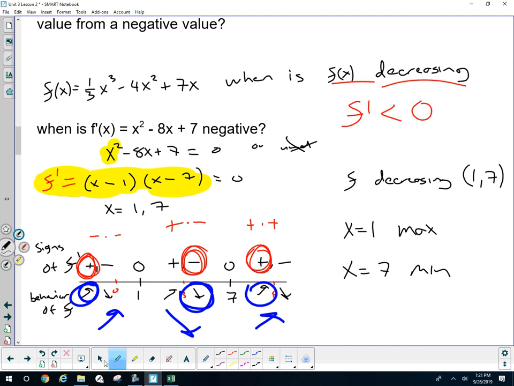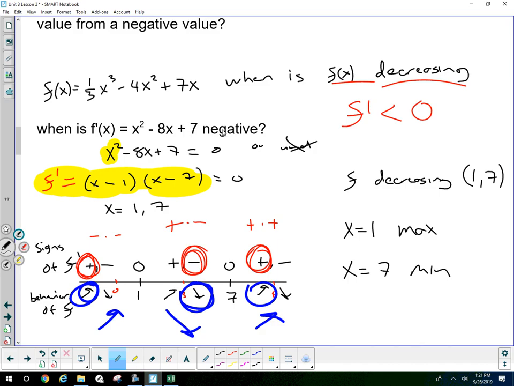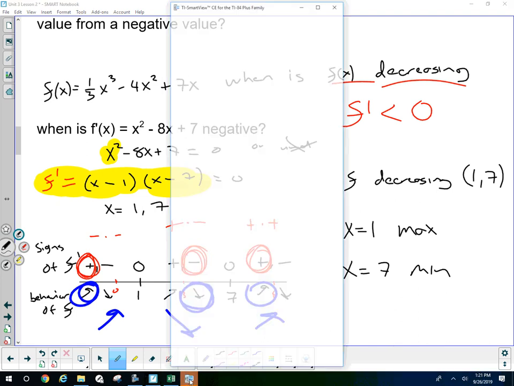Watch this. I can graph 1/3 x cubed minus 4x squared plus 7x, and I will show you that you are 100% correct in your analysis.